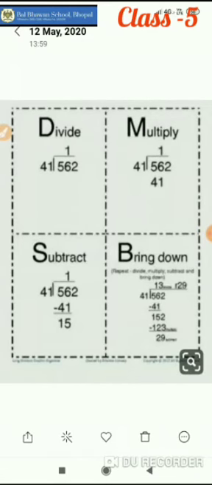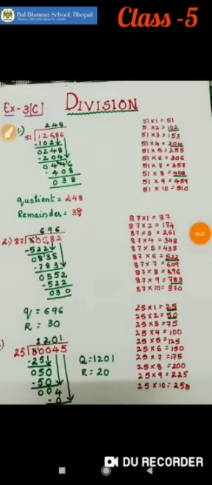Now, let us do division of large numbers. Long division consists of 4 steps. First, we divide and then we multiply. After multiplication, we subtract and then the answer we will bring down the next number. So, with the help of these 4 steps, let us solve some questions of your textbook. Now, let us take first question.